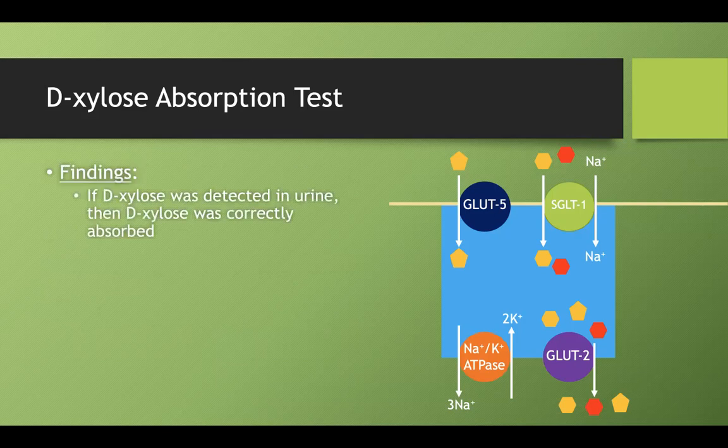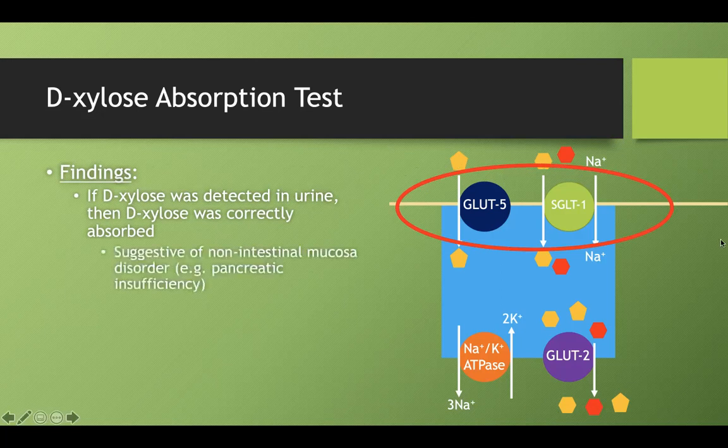Well, let's say you have D-xylose and it's absorbed in your cells and goes into your bloodstream. You're going to end up excreting some of this out in the urine. So if you detect any D-xylose in your urine, that'll tell you that the D-xylose was correctly absorbed, and that means that this intestinal region here is working just fine, because remember, that's the only thing you need for absorption of D-xylose. And if this is all working fine, then that'll clue you in to start looking at different regions that might be the problem of malabsorption, such as your pancreas, for example.